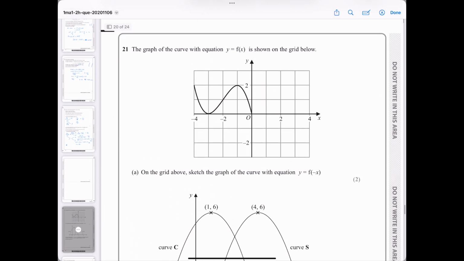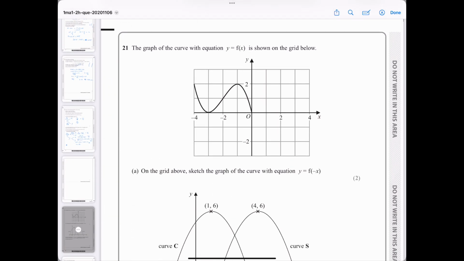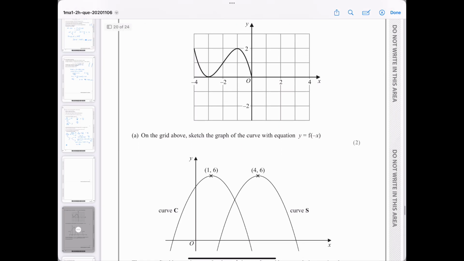So there you go. Right, this is a graph of the curve y equals f(x). On the grid, sketch the graph of the curve with the equation y equals f(minus x). So if this is x equals minus 2, so if we put minus 2 into that, I'll show you. So if we go f of minus 2, then we get f of 2. So y equals f of 2, or y equals 2.